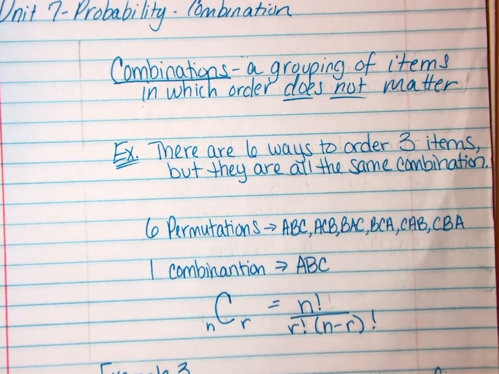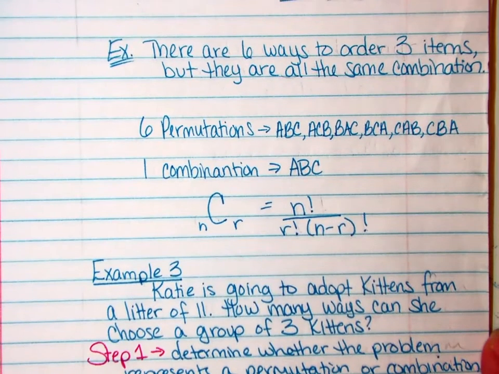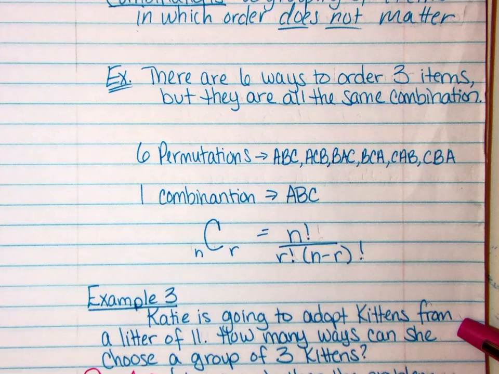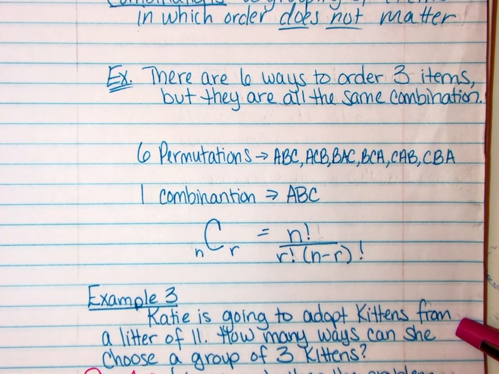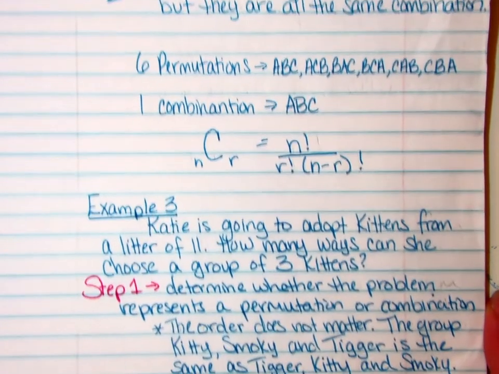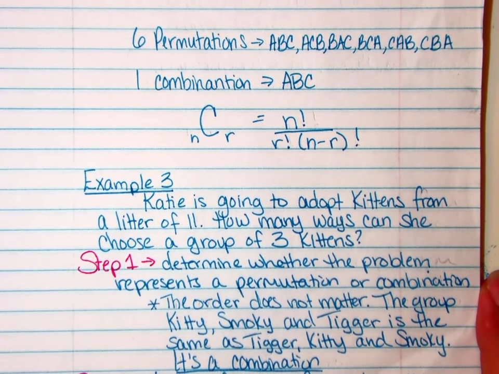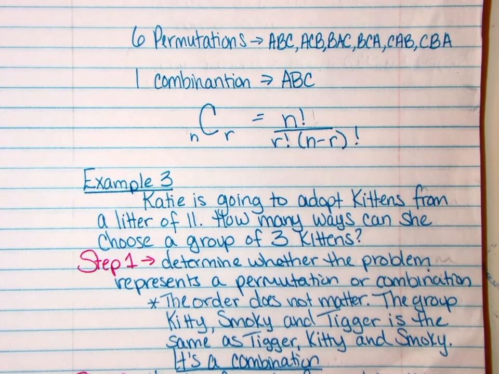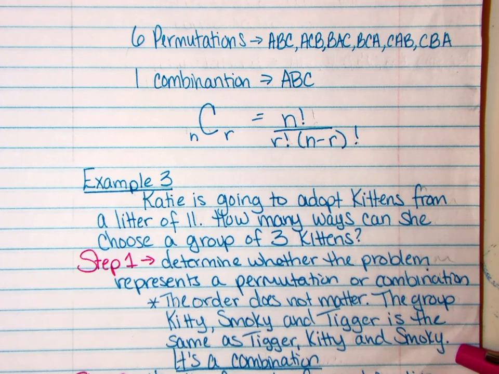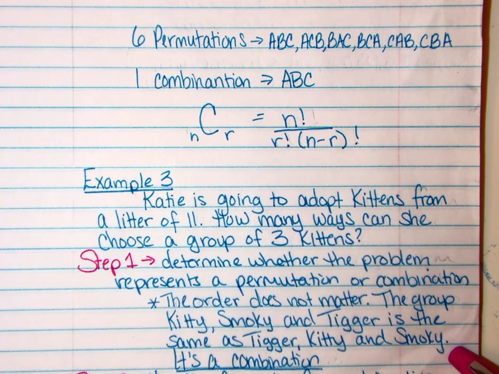So for our first example, Katie's going to adopt kittens from a litter of 11. How many ways can she choose a group of 3 kittens? Our very first step is to determine, does order matter? Is it permutation or combination I should use? Well, the order does not matter because the group Kitty, Smokey, and Tigger is the same as Tigger, Kitty, and Smokey. So it's combination. When order does not matter, it's combination.